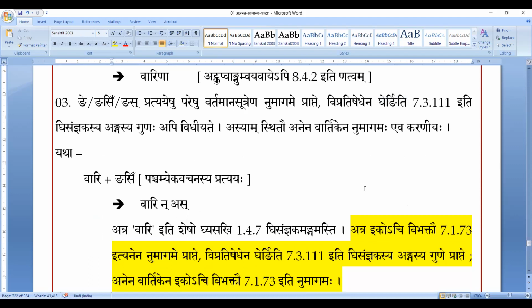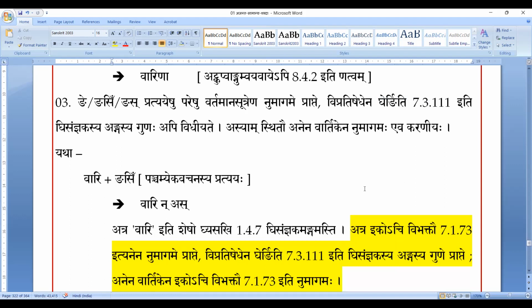Therefore, atra Iko Achi Bhakto iti anena Num Agame prapte pratishedena Gher Ngiti 7.3.111 iti Ghi Sanjnakasya angasya gune prapte, and by the Vartika, Iko Achi Bhakto iti Num Agamaha.